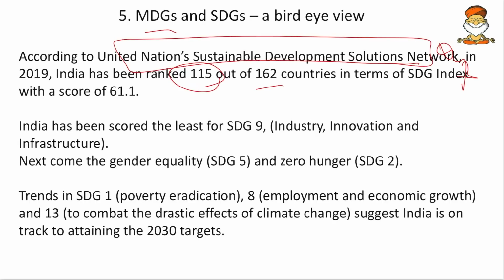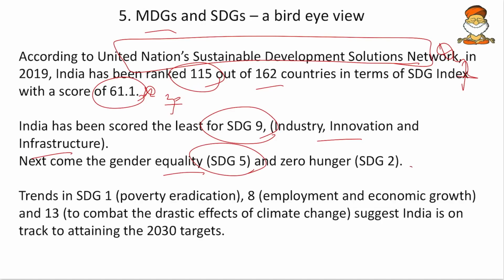And then India's score is 61.1. So the score might become important, because we will be in the same average. Many times, if we don't improve, India has scored the lowest ranking in SDG 9. So in industry, innovation and infrastructure, we have scored the lowest rank. And then the second lowest is gender equality, that is SDG 5. And in the zero hunger target also, we are low in the ranking.